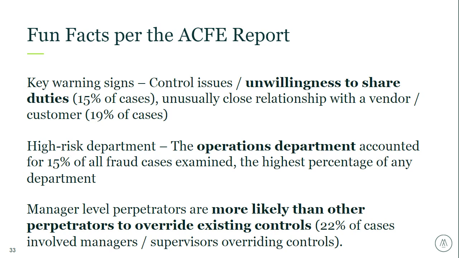And this last fact, probably not too surprising, but manager-level fraudsters are more likely than other types of fraudsters to override existing controls. And you just think of the access that they have to IT systems, their ability to influence those that they supervise, and the trust that the organizations put into them. That just puts them in a unique position to override existing controls, and that's kind of exactly what happened with this fraud case. Okay, with that, we're going to go to Ashley for our final fraud case.